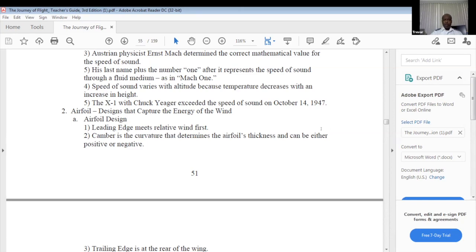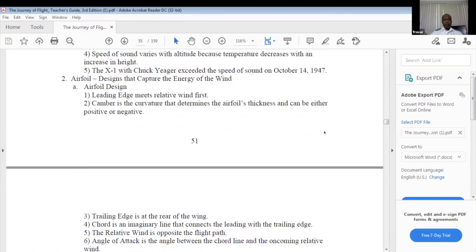The airfoil designs that capture the energy of the wind. So again, if you go back to the airfoil and look at it in a more in-depth way, the airfoil consists of different parts. You have the front of it, which is the leading edge, and the rear of it, which is the trailing edge. And in the middle of it, you have what is called a cambered shape. The cambered shape is really the depth, the width of the wing vertically.